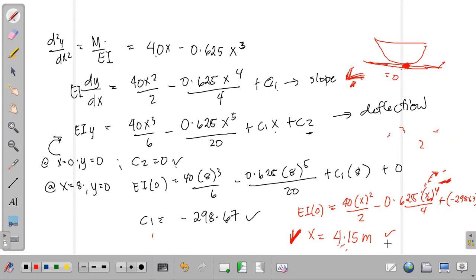Okay? So ito na yung magiging location ng maximum deflection. Okay? So pagka sinabing determine the maximum deflection, ito yung kukunin nating x. Okay? So solving for the maximum deflection, syempre ang gagamitin natin yung equation natin dito sa deflection. Then we have to substitute the value of x, which is 4.15. Okay? So paki-substitute yung 4.15 dito sa value sa equation ng deflection, makukuha natin yung maximum deflection.